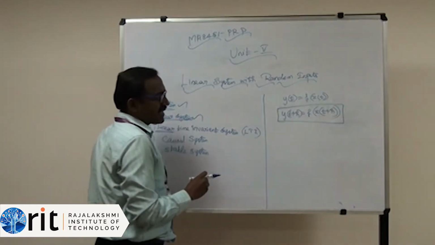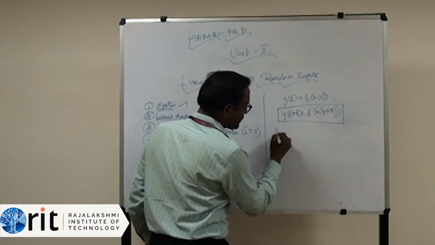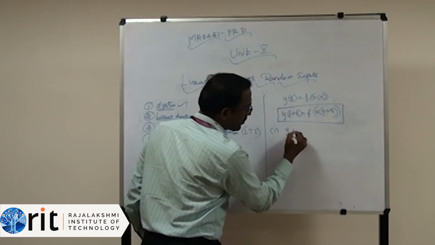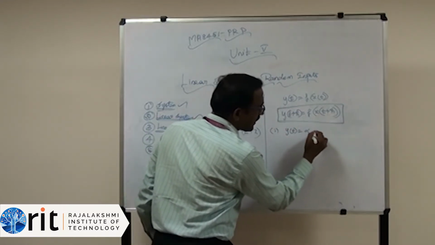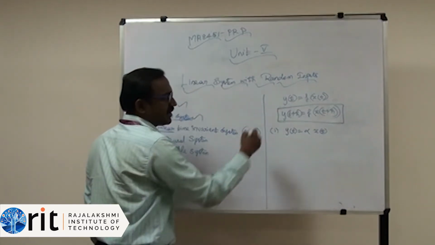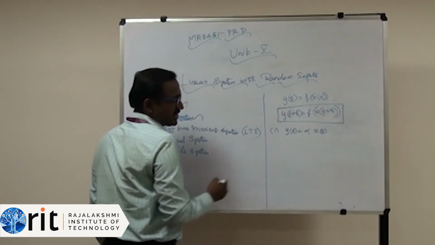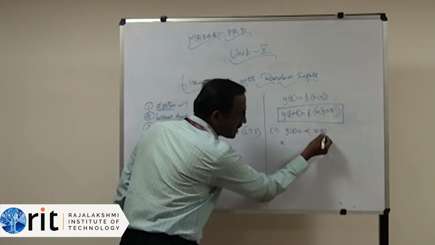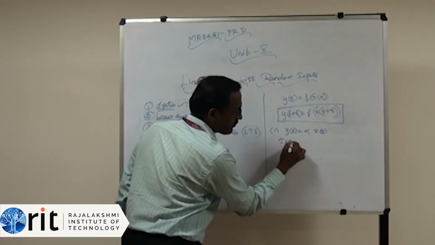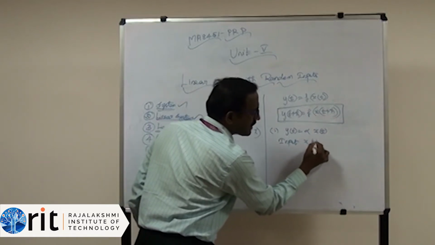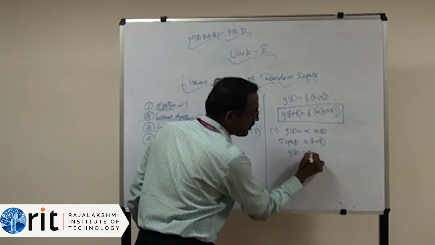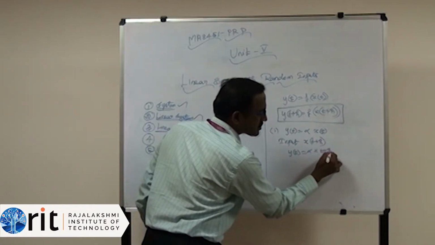I would like to give some examples. Example for a time invariant system: y of t equal to some alpha into x of t, as in the previous examples. If I change the input, instead of x of t, I give the input as x of t plus h. What is your output? y of t equal to alpha into x of t plus h.